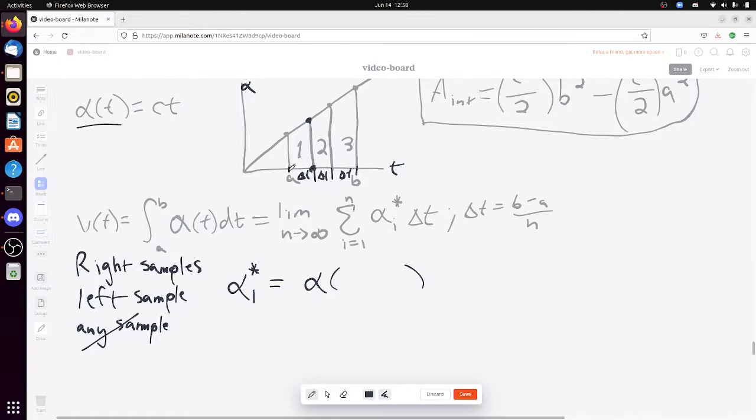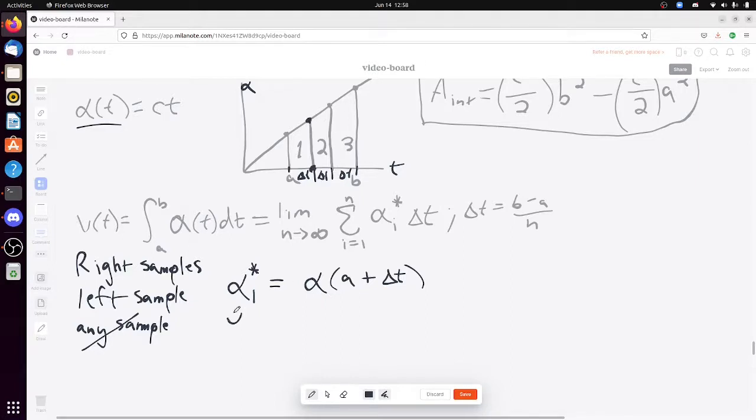Obviously, this point is a, and this distance is delta t. So it should be a plus delta t. That'll give us this value here, this input value, this t value. And then if we just take that t value and plug it into the alpha function, well, that'll tell us this number, which is the sample that we originally wanted.